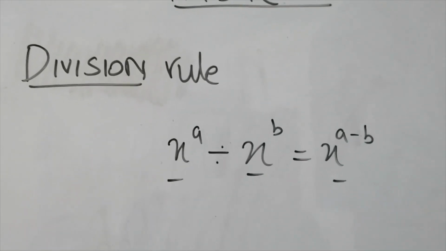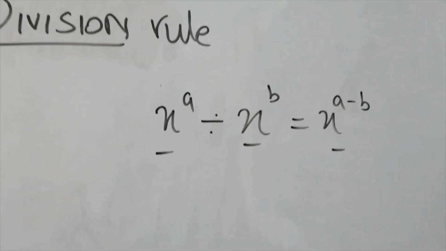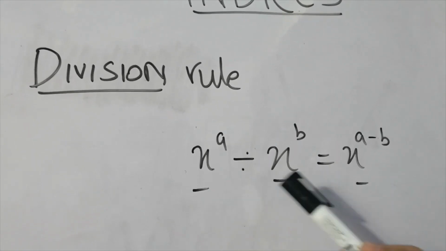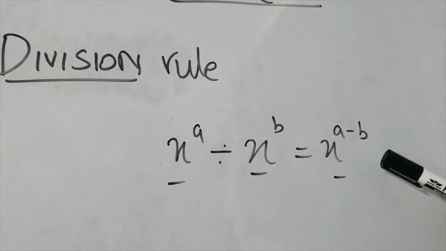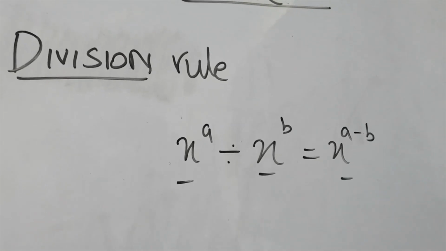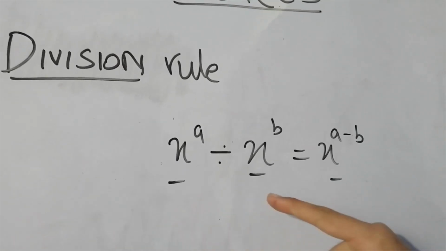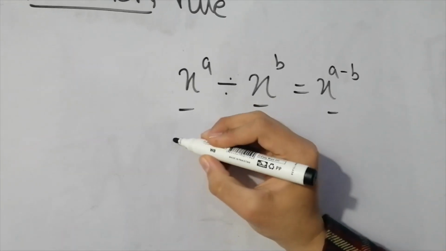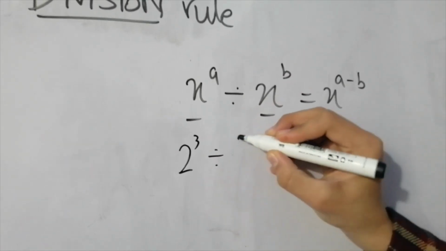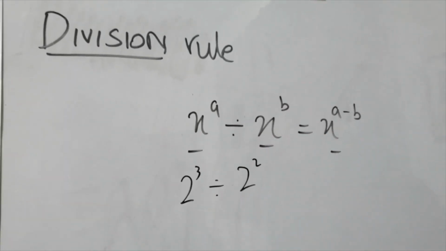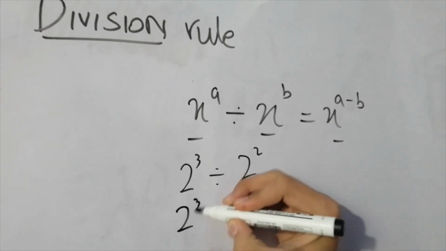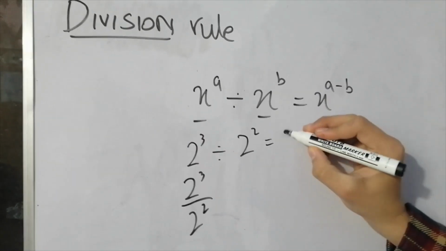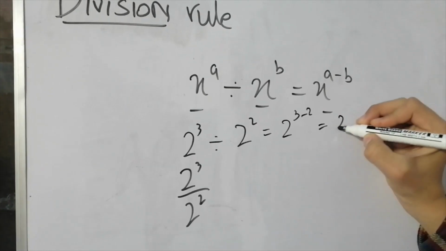The second rule is the division rule. This rule is similar to the multiplication rule, but it's a bit different. It states that x power a divided by x power b becomes x power a minus b. Now again, just as in the multiplication rule, the base number needs to be the same. So let's take an example: 2 power 3 divided by 2 power 2, which we can also write as 2 power 3 over 2 power 2. According to this rule, this becomes 3 minus 2, which eventually becomes 2 power 1, which is 2.